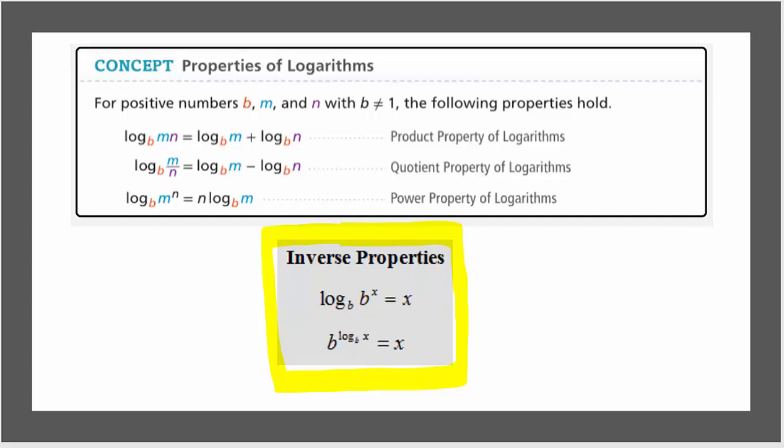They're called inverse properties because if you look closely, you'll see that there is a logarithm and an exponential put together, and because they are inverses of each other, they cancel each other out. In the second one, we have the exponential first and then the logarithm, so therefore they cancel each other out, just leaving this x in this case as the solution.